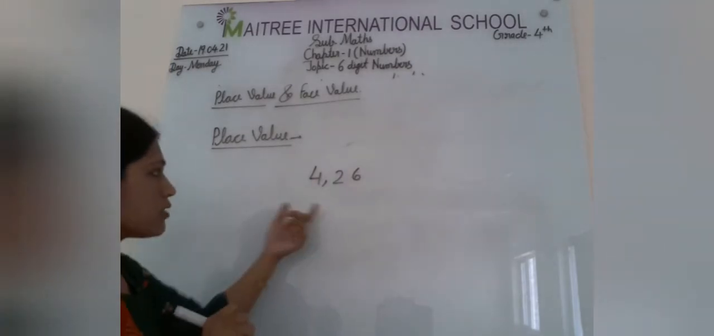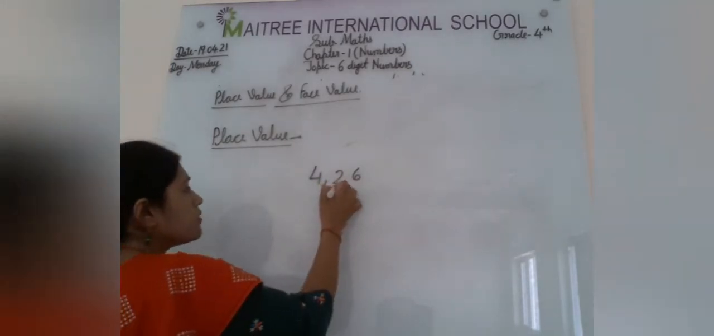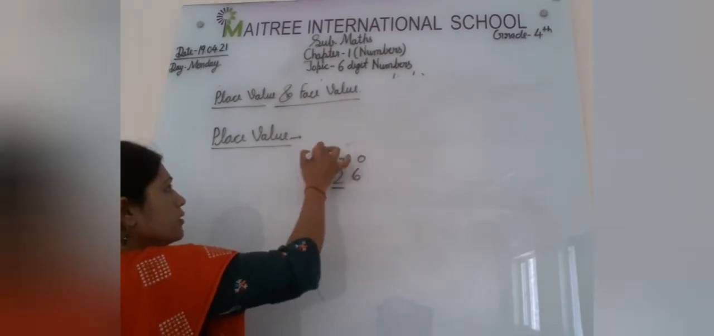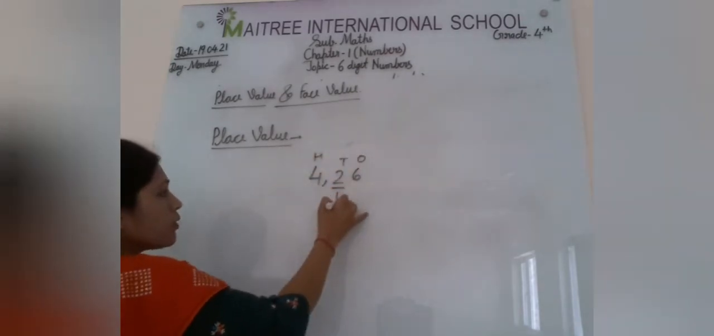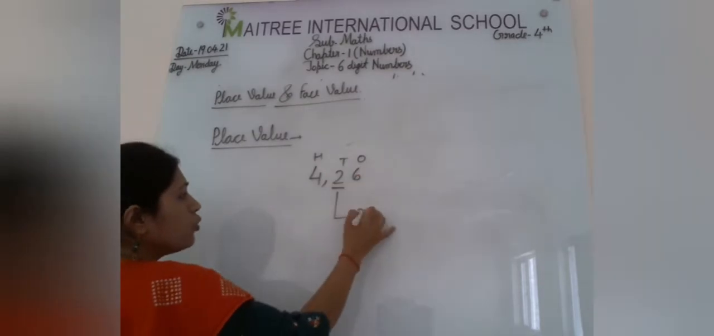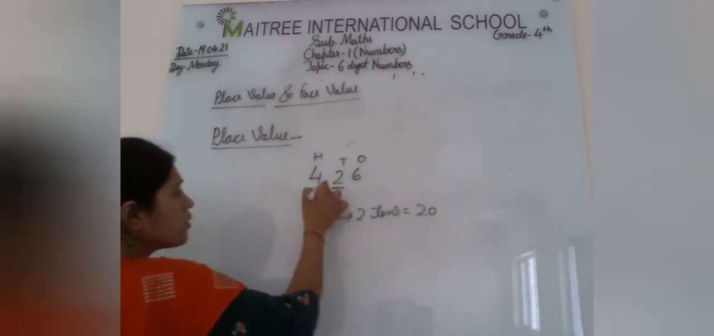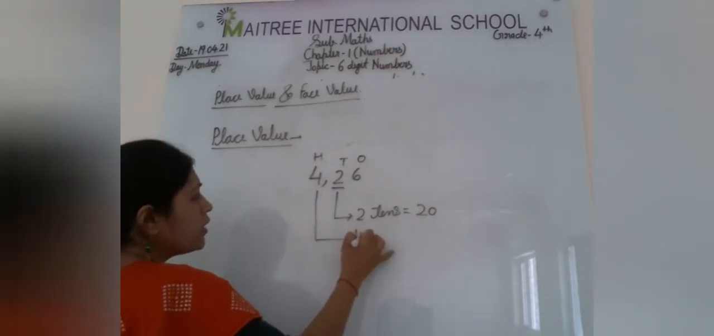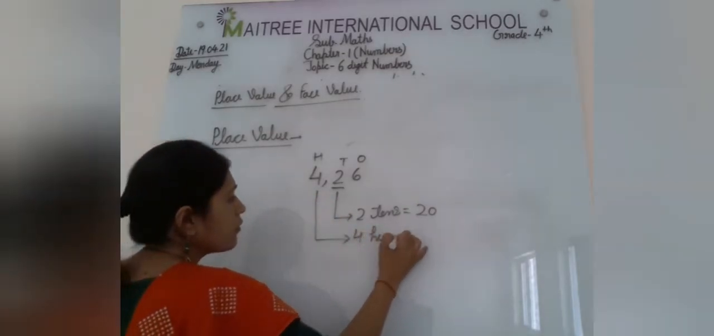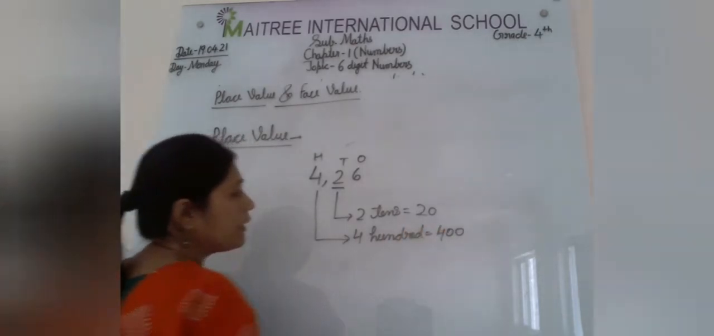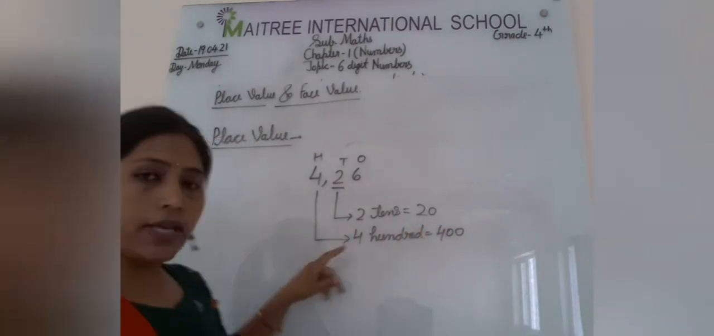426 number. Let's take a small number. Now tell me the place value of 2 here. Ones, tens, 100. So what is the place value of 2 here? 2 tens. 2 tens means 20. And what is the place value of 4 here? It is 400. 400 means 400. Clear? So these are called the place value.